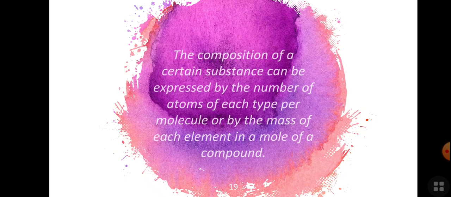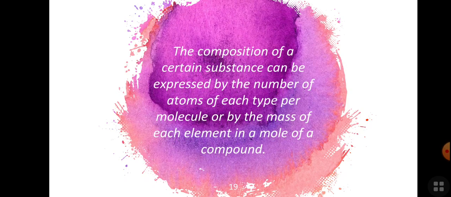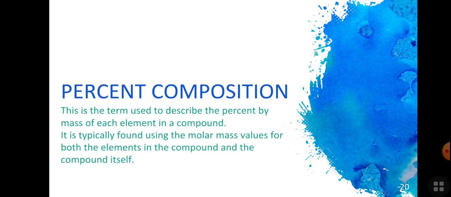Next, the composition of a certain substance can be expressed by the sum or by the number of atoms of each type per molecule or by the mass of each element in a mole of a compound. So, pwede nating malaman ano yung bumubuo dun sa isang compound by simply having this one. So, this is called percent composition. So, percent composition is the term used to describe the percent by mass of each element in a compound. It is typically found using the molar mass values for both the elements in the compound and the compound itself.